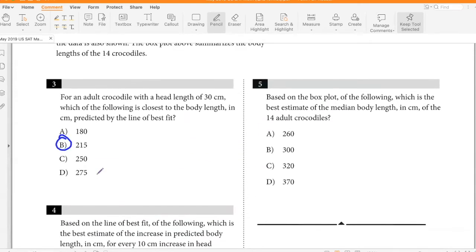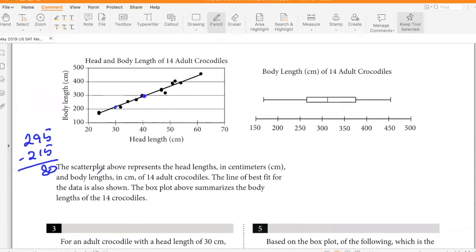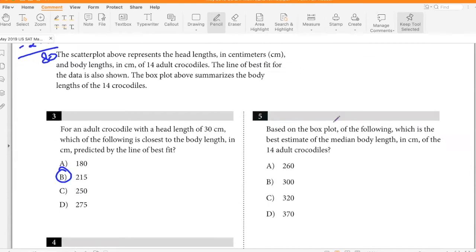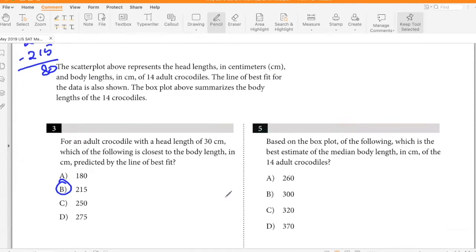Based on the box plot, which of the following is the best estimate of the median body length? So the median is the line inside the box. So it will be about 310, right? Close to 310. So it is greater than 300, so 320.